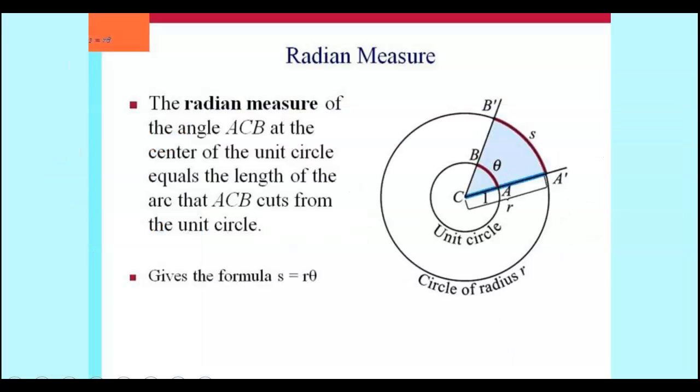The radian measure of the angle is known from the equation S equals r theta. So arc length is given by S equals r theta, where r is the radius and theta is the angle. So we can find the length of a piece of the unit circle by doing S equals r theta.